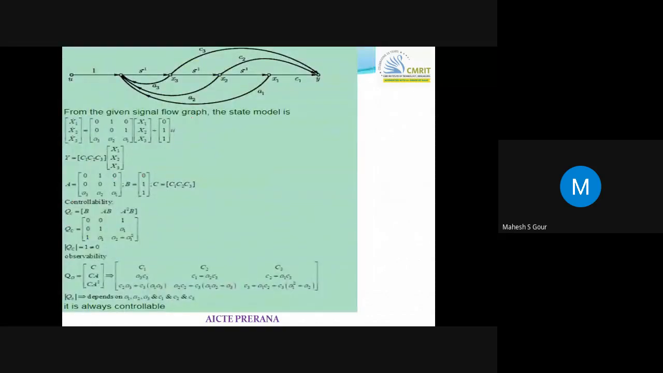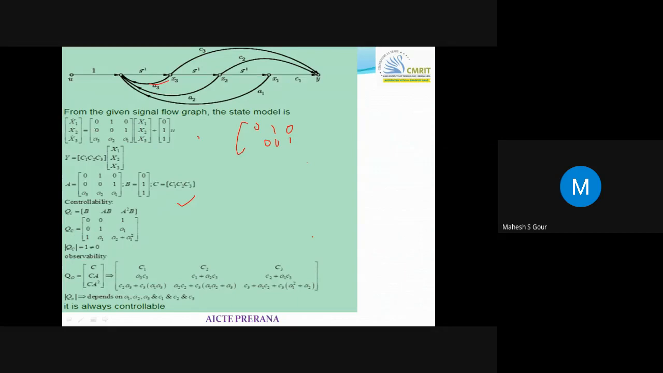So if this is your question, how to approach? Always your matrix will be in this format. If it is 3 cross 3, it will be 0, 1, 0, 0, 0, 1, 0, 0, 1, and the third row will be your feedback.